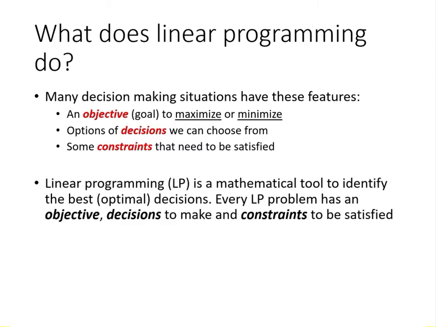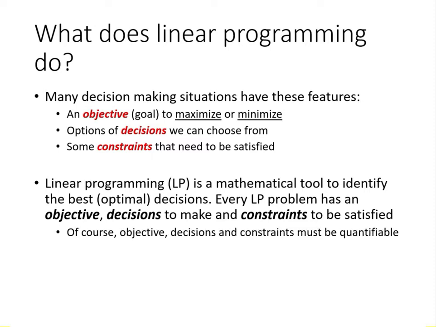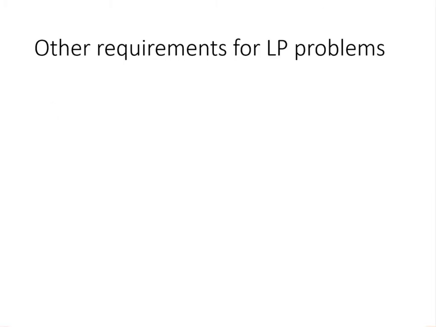Linear programming, or simply LP, is a mathematical tool helping you to identify the best decisions, or we call them the optimal decisions, in those situations. So again, every LP problem has these three key elements: objective, decisions, and constraints. Of course, objective, decisions, and constraints must be quantifiable. They must be something that can be presented in numbers. There are also some other requirements for LP problems.